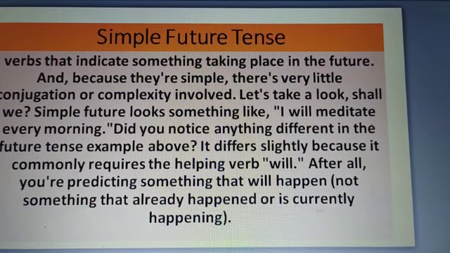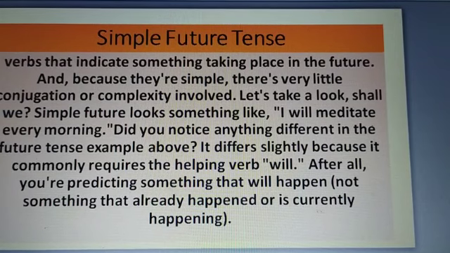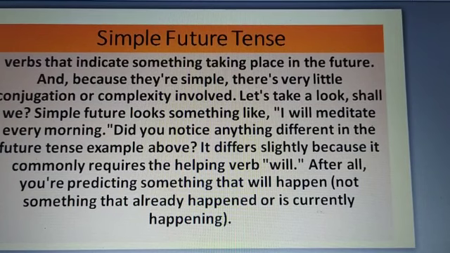Verbs that indicate something taking place in the future, and because they are simple, there is very little conjugation or complexity involved. Let's take a look, shall we? Simple future looks something like: I will meditate every morning. Did you notice anything different in the future tense example of the verb? It differs slightly because it commonly requires the helping verb will. After all, you are predicting something that will happen, not something that already happened or is currently happening.